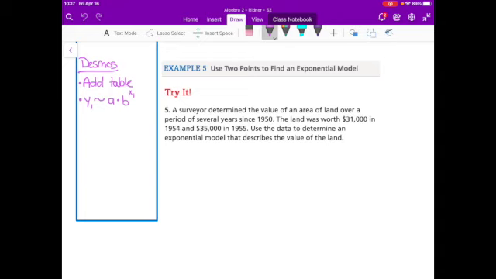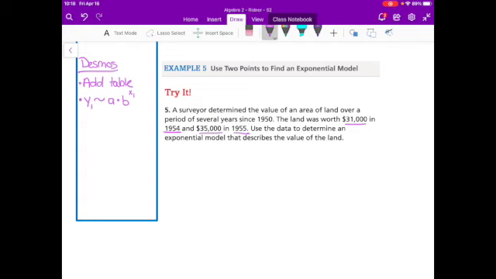There is an algebra way to find it where we're solving for the letters. But Desmos is super smart for us, so we're going to use our programming aspect and our IT knowledge to get it through. So we're looking at a surveyor who determined the value of an area of land over a period of several years since 1950. It was worth $31,000 in 1954 and $35,000 in 1955.